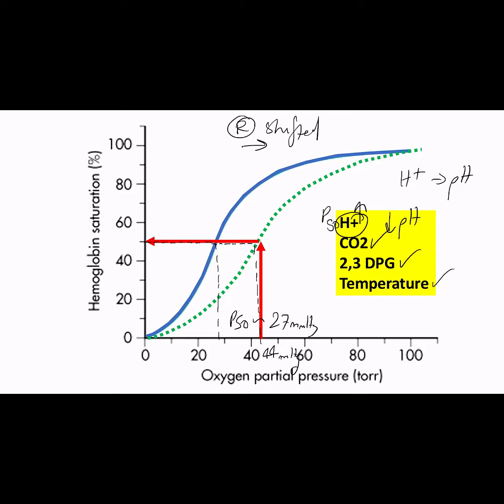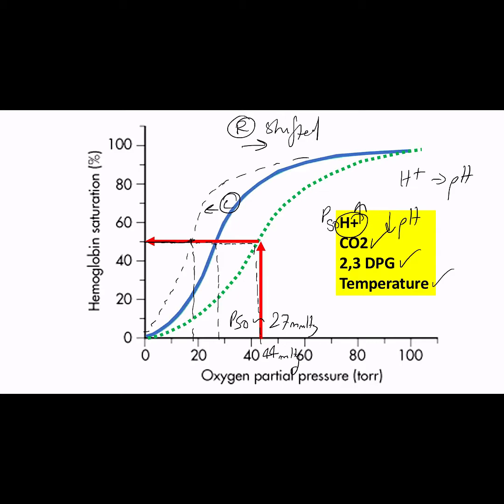Also, in the lungs, we want to take up oxygen. We want our hemoglobin to tightly take up oxygen. We want to transport it. We don't want to give it away. We want to get it from the lungs. We want to get it from the alveoli. So in the lungs, it would be advantageous to have a hemoglobin oxygen curve that's left shifted, right? Which would have a lower P50, and therefore have higher affinity.